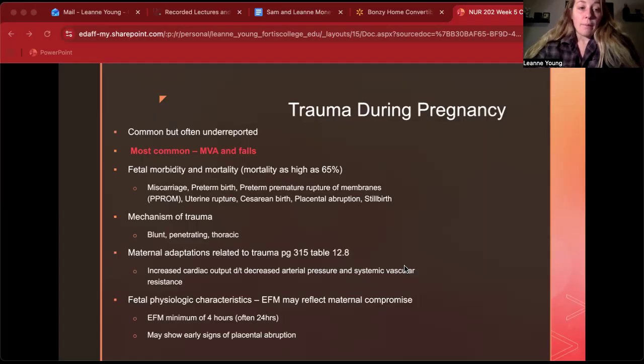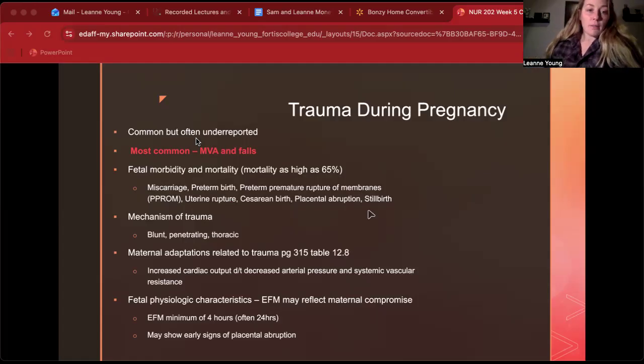Trauma during pregnancy can lead to miscarriage, preterm birth, premature rupture of membranes, uterine rupture, cesarean section, placental abruption, or stillbirth. Okay, so these are a big deal. Mechanism of trauma, so blunt. That's typically from a motor vehicle accident, but can be from domestic partner violence or falls. Penetrating means like a bullet or a stab wound. Thoracic is pulmonary contusions as a result of blunt trauma. Penetrating wounds can cause a pneumothorax, basically.